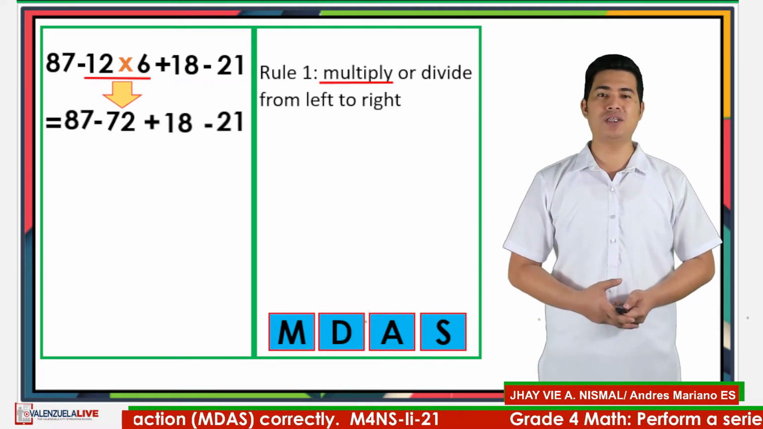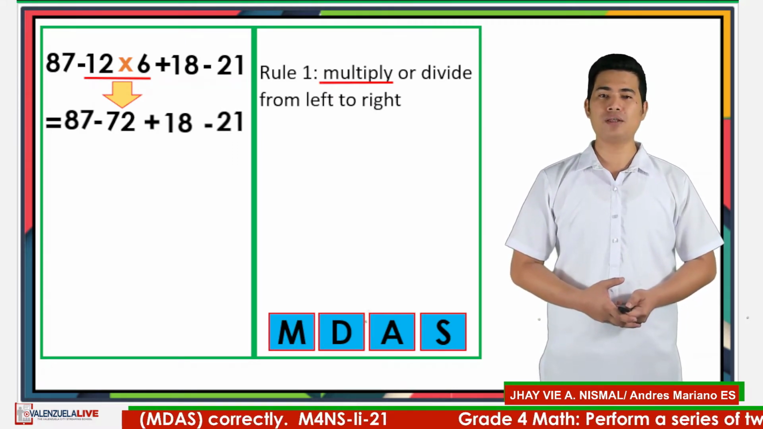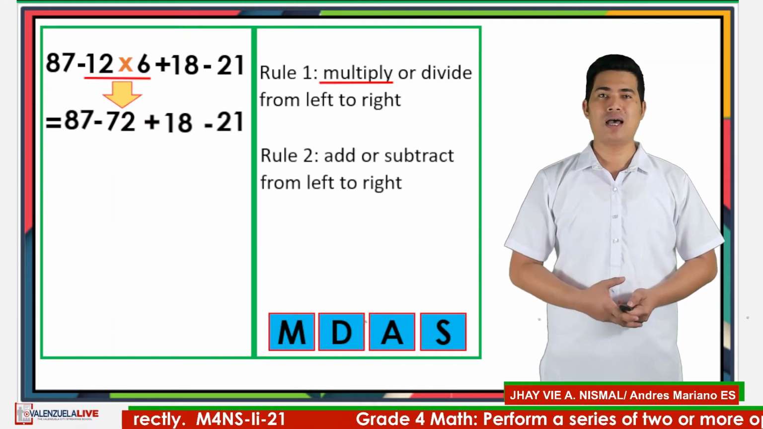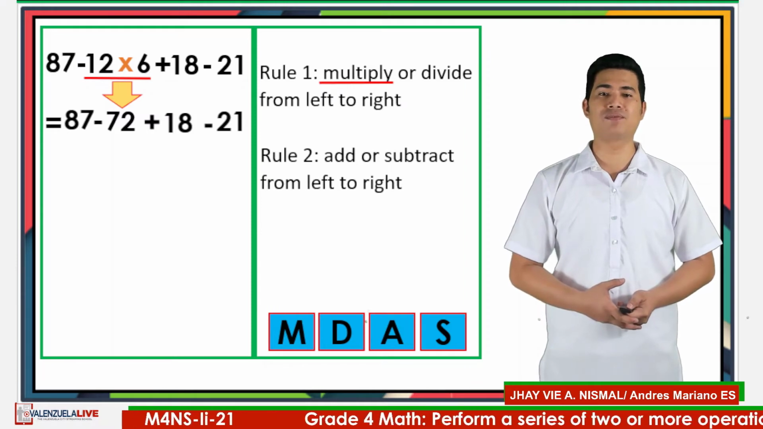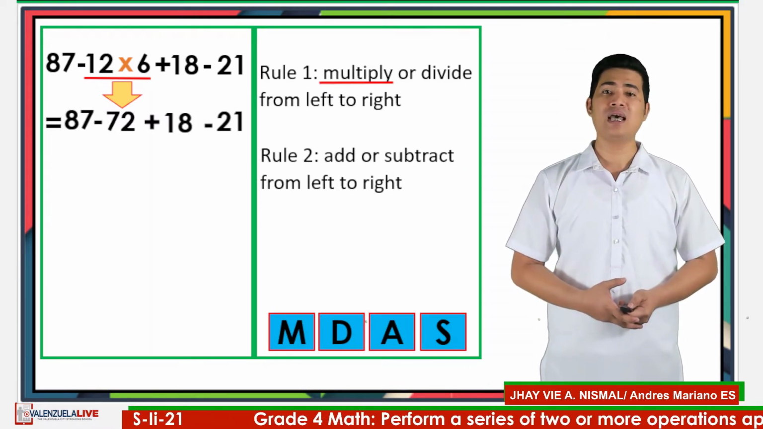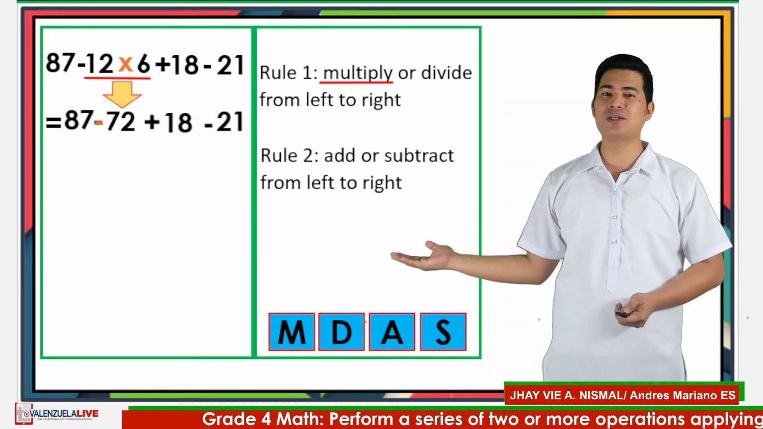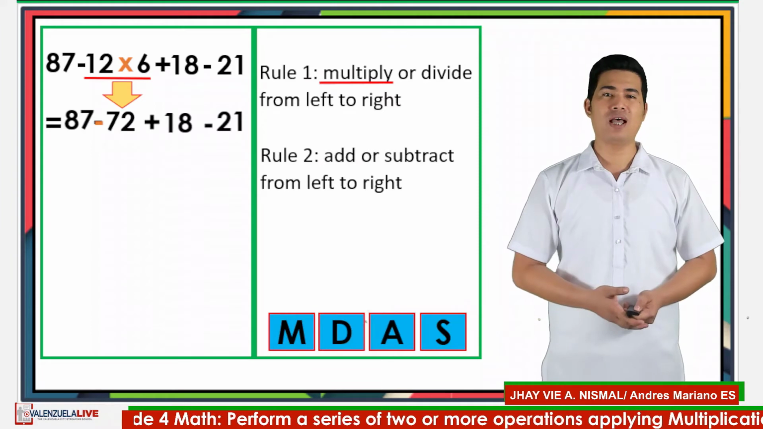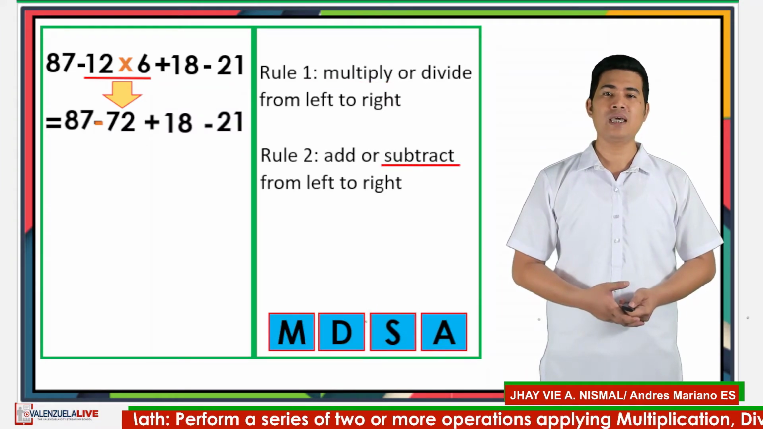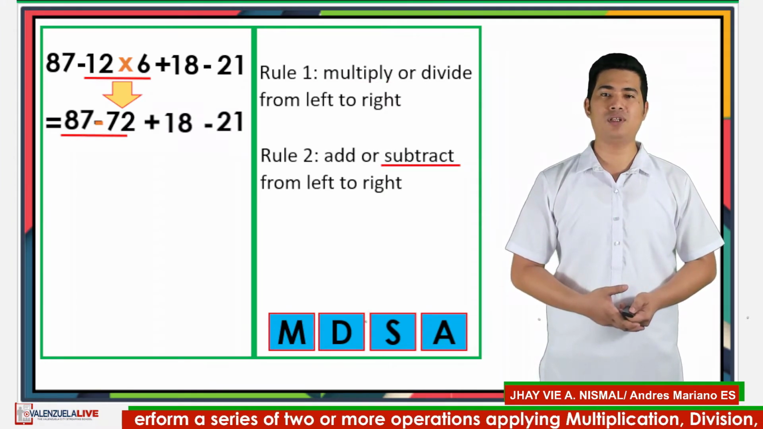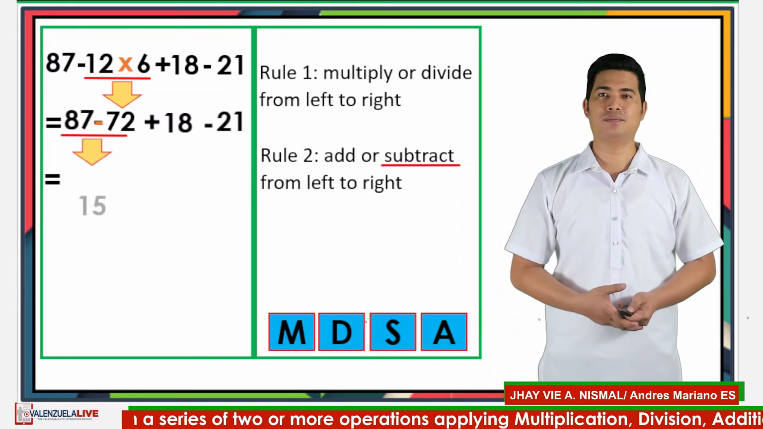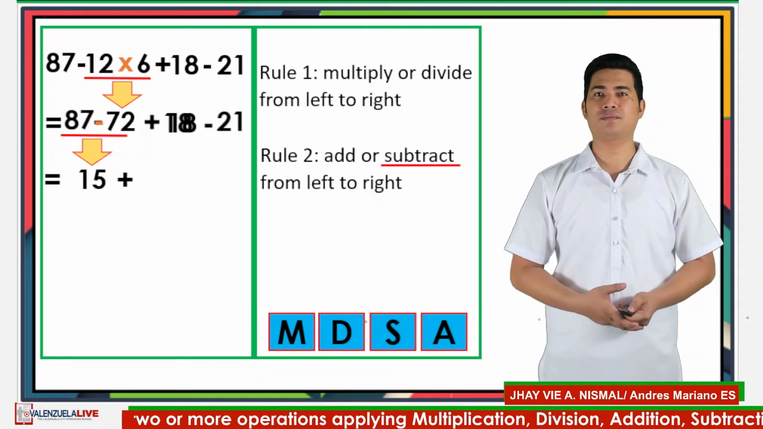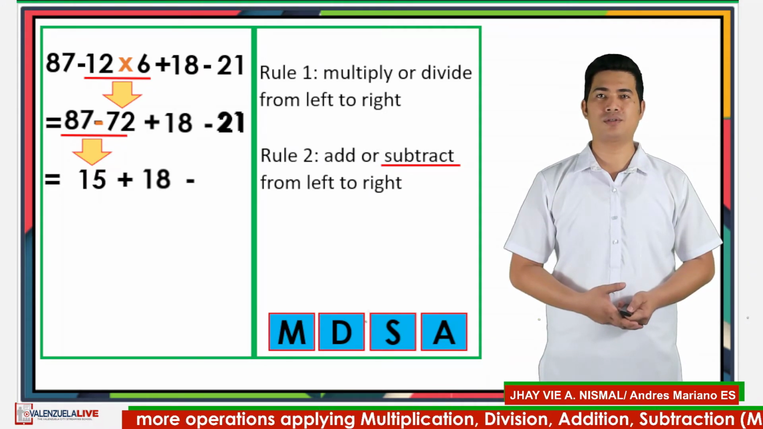Next, proceed to addition or subtraction. What operation must be carried out next? As the rule says, add or subtract in the order as they come from left to right. As you observe, subtraction comes first in the order from left to right. Therefore, let's subtract. 87 minus 72 is equal to 15. Bring down plus 18 minus 21.